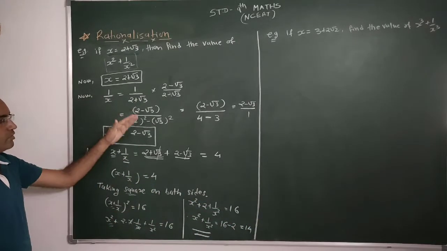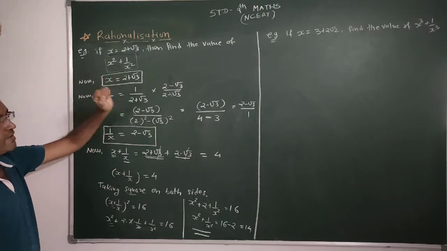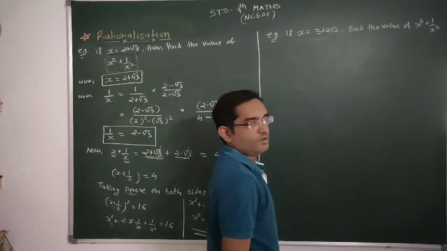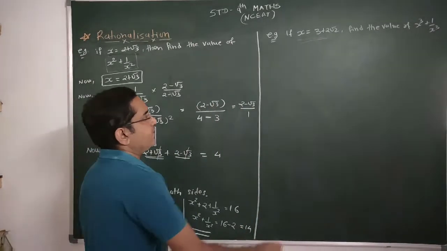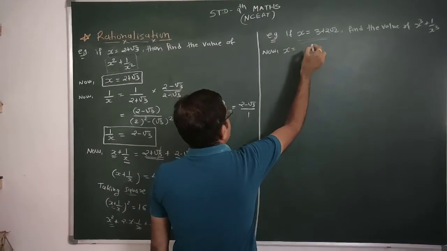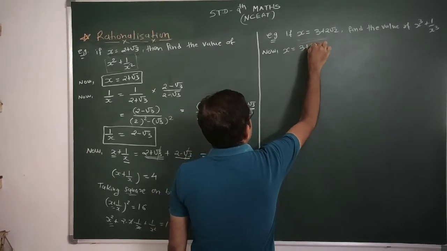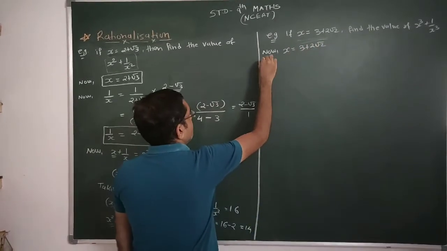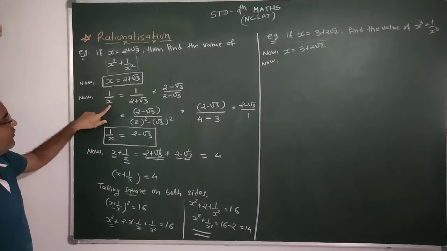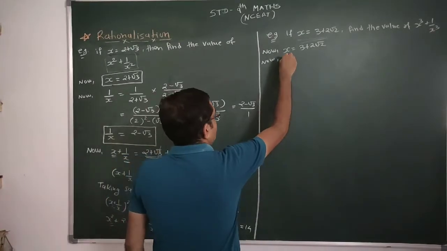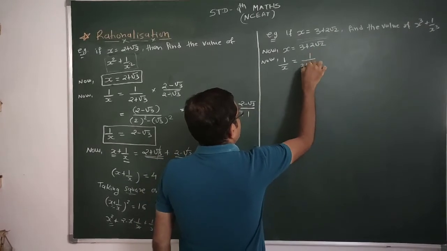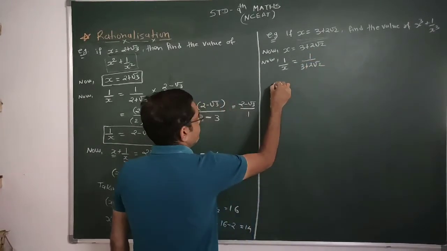Clear? So this is the question in which you have to find x square plus 1 by x square. Some questions give you x and ask you to find the value of x cube plus 1 by x cube. For that, you have to start with the given x. So x equals 3 plus 2 root 2. Now, what is the next step? Whenever x is given, you have to find 1 upon x. So our 1 upon x will be 1 upon 3 plus 2 root 2.